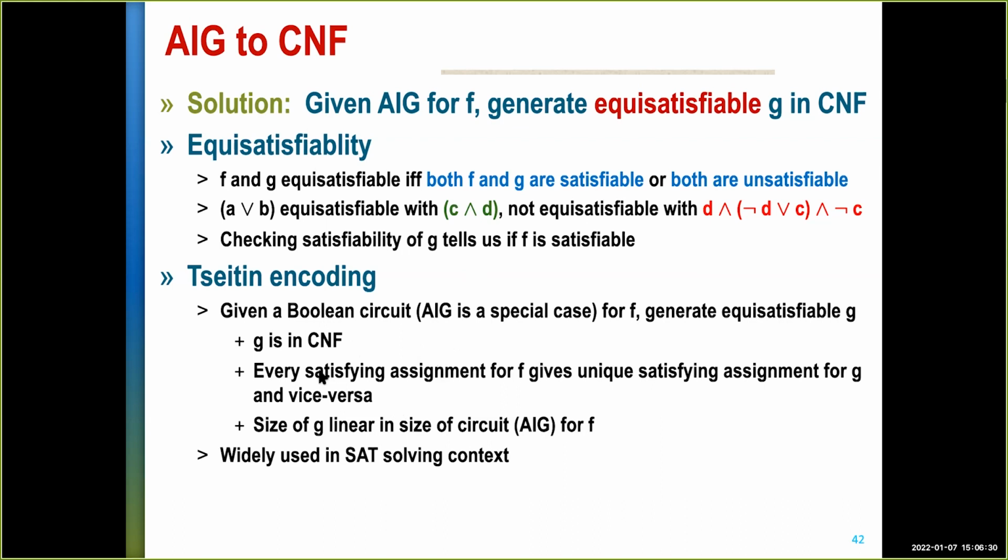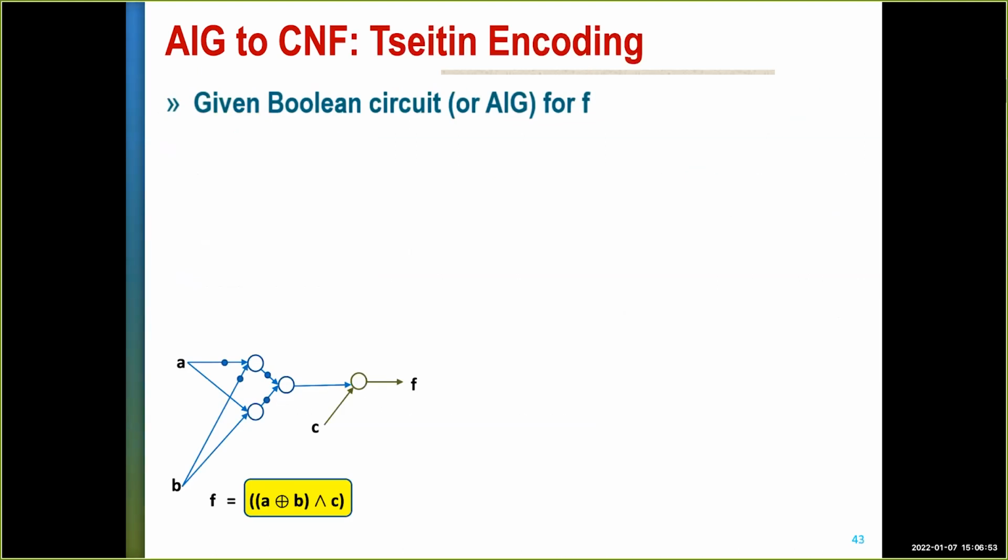Not only are they equisatisfiable, we have a much stronger property here: if you find a satisfying assignment for F, then this will give a unique satisfying assignment for G. And if you find a satisfying assignment for G, that will give a unique satisfying assignment for F. So the satisfying assignments for F and G are in bijection with each other. And this is actually widely used in the SAT solving context. So let's quickly see how this works through an illustration.